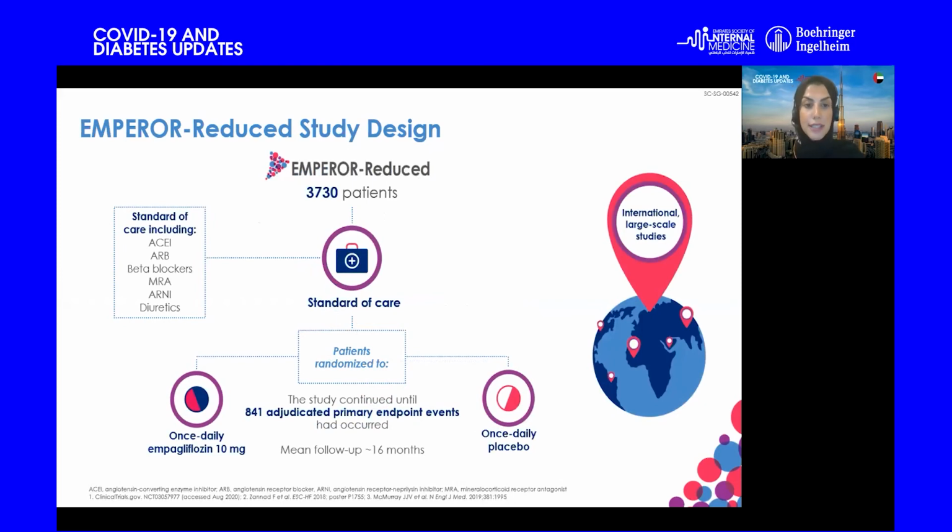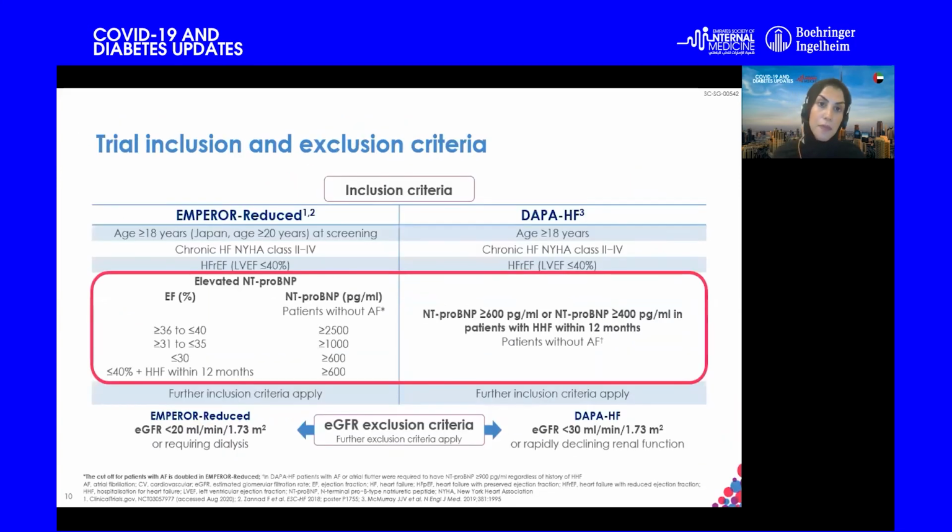3,730 patients were studied, EMPA-10 versus placebo on top of standard of care. Again, when we refer to standard of care, we are mainly referring to ACE inhibitors, ARBs, beta blockers, MRA, ARNIs, and diuretics. This was, again, an event-driven trial. As 841 events were met, the study had to stop with a mean follow-up of 16 months.